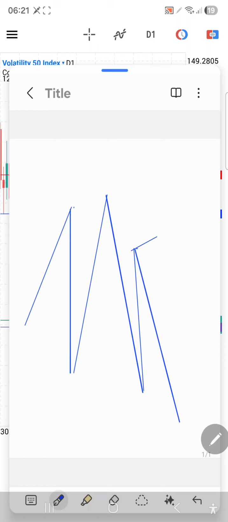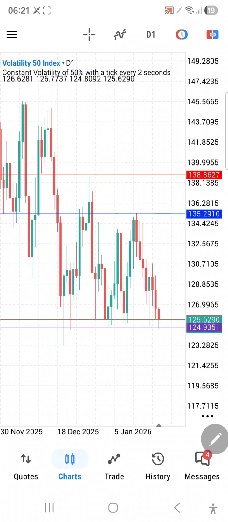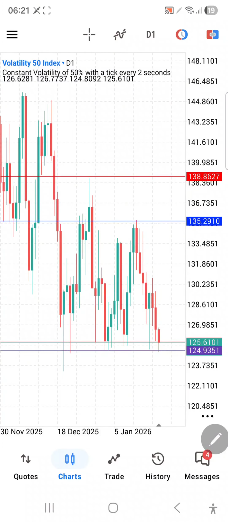You understand? But it's more than a structure, it's more than a pattern, it's more than just looking out for this particular structure. It is beyond that. You want to follow the trend of the market. If not, you're going to lose a whole lot of money. So let's go back to the chart so you can see the reason why I took the trade.